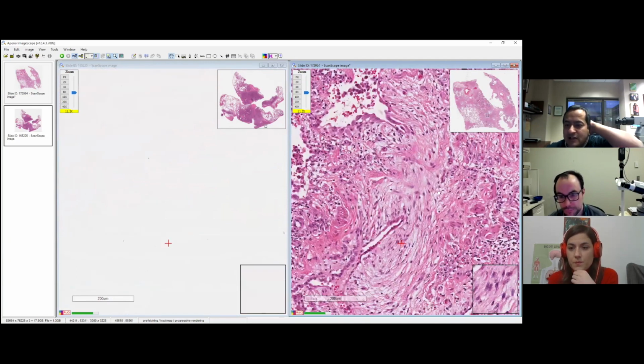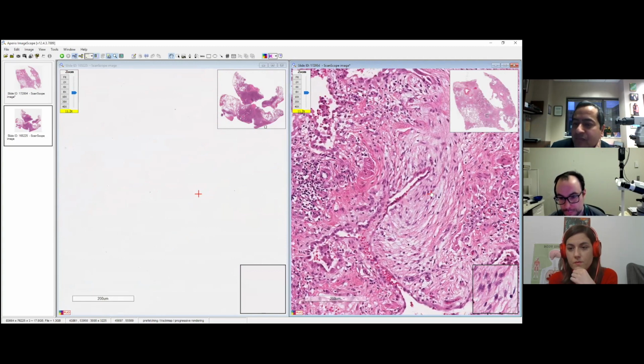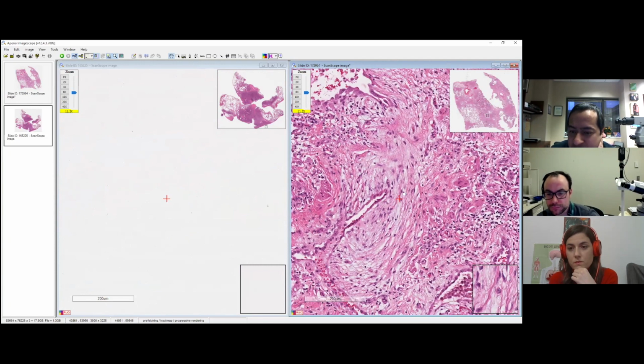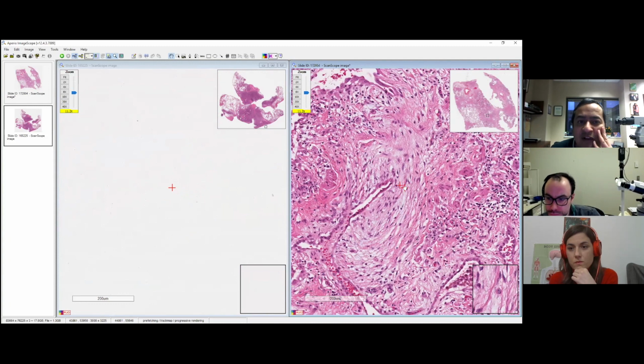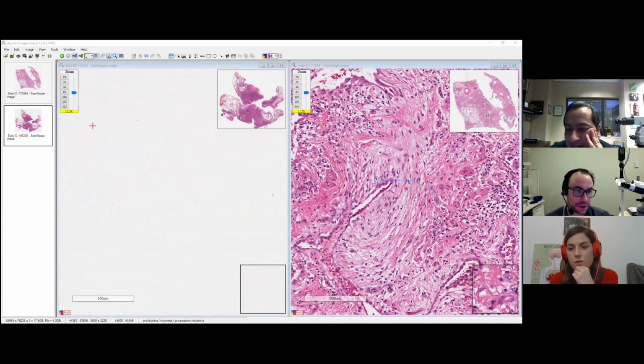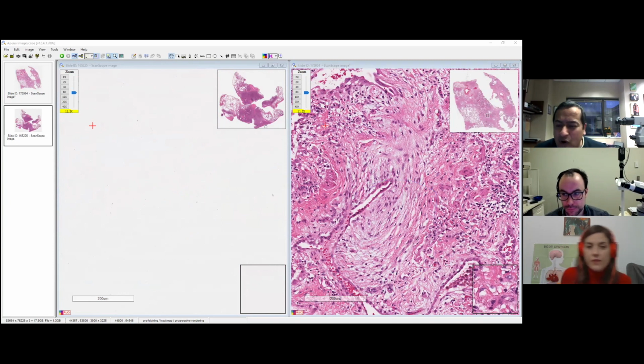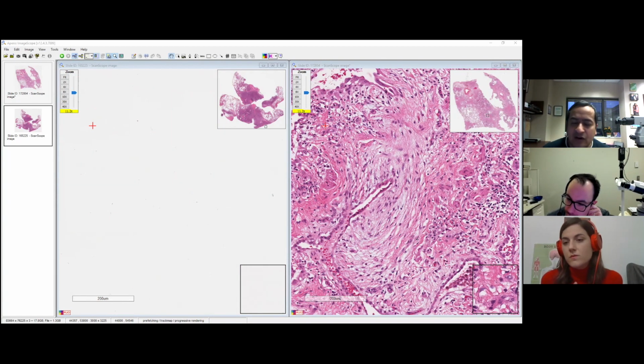Another thing that's useful is when you look at a fibroblast focus, like on the right hand side, a fibroblast focus is made mostly of fibroblasts, not of inflammatory cells. So let me go back to the draw tool. It's less inflamed, in fact almost no inflammation. It's all fibroblasts in a kind of myxoid background.